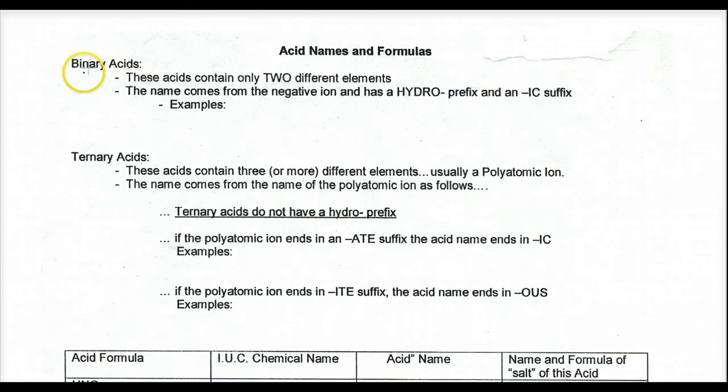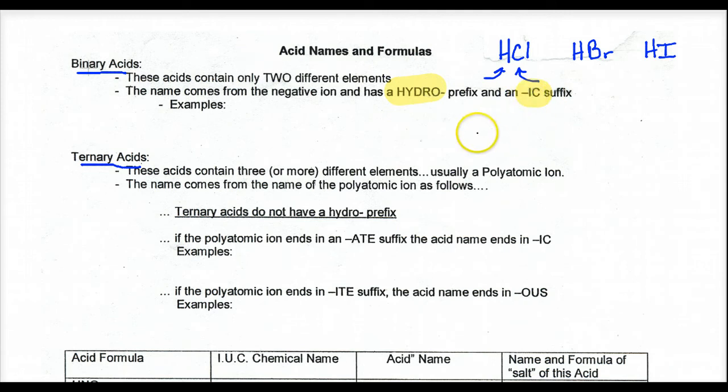But here are the rules to name your acids. As we have here, we have our binary acids and our ternary acids. Binary, just like our salts, are two different elements like HCl, HBr, HI, and so forth. When you just have two different elements, you see the H in front, denoting that it likes to donate an H like a Bronsted-Lowry acid.